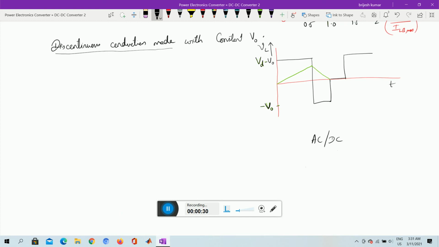So VD may be fluctuating. So VD here is not constant, it fluctuates. So we don't have the output voltage V0 at a constant value, so we need to regulate the output voltage V0. So if V0 is maintained constant, in that case, how does the value look?